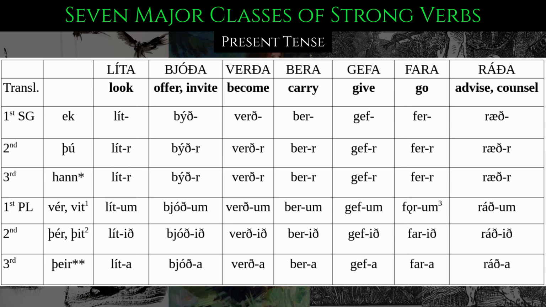And then we have in the third person singular han, and in the third person plural ver. Those are the masculine versions. Feminine versions would be hon and ver, and the neuter versions would be thad and thou. Anyway, with that out of the way, let's go. Beginning with lita. Here we have ek lid, thu litre, han litre.